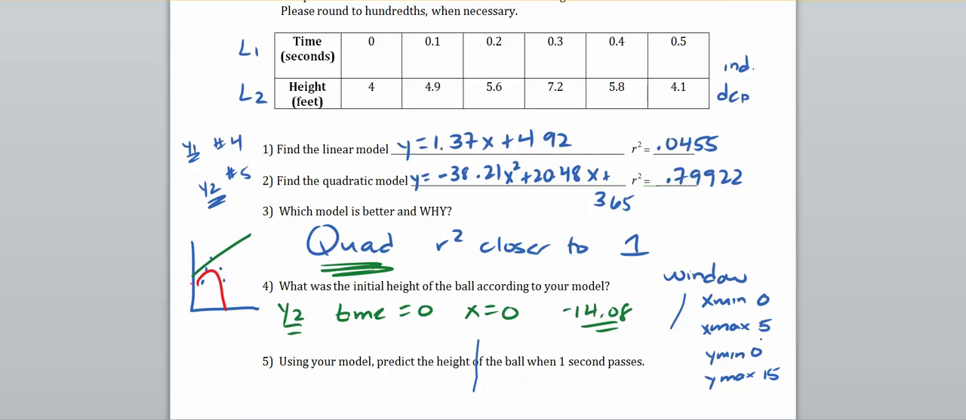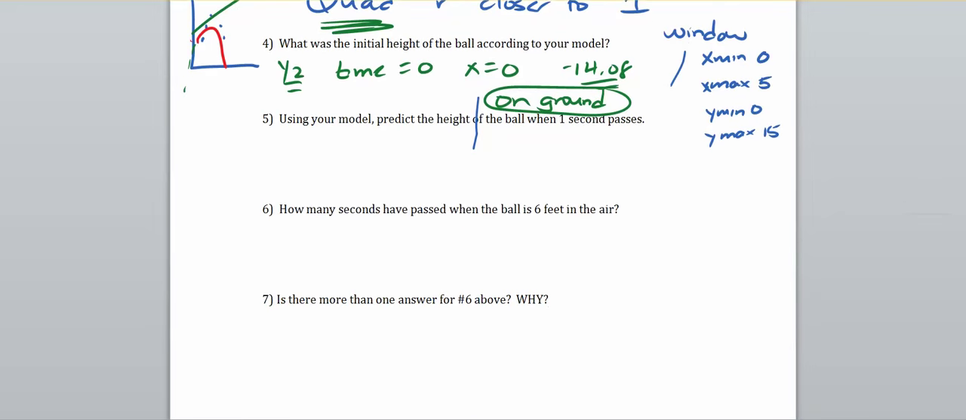So if I have a negative when I'm doing initial height, we've got to say, hey, what does that really mean? Where is the ball really? Well, the ball really isn't in the negatives. The ball is really on the ground. So some of these predictions we're going to have to make sure make sense, and we're going to have to make light of them and figure out what they are. All right, number 5, use your model, predict the height when 1 second passes.